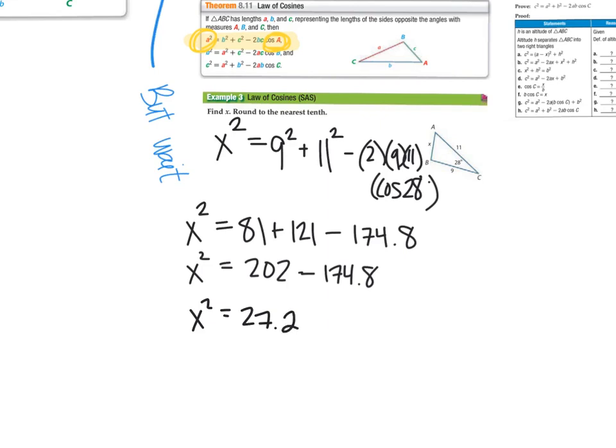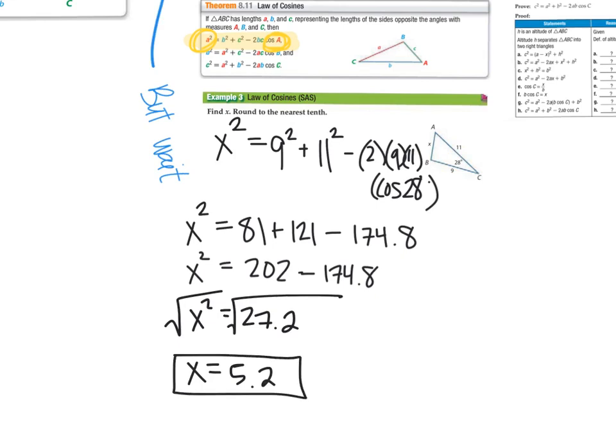We're solving for x, so we have to take the square root of both sides. So x is going to equal the square root of 27.2, which is 5.2. And that is our final answer. The problem said find x. X is equal to 5.2.